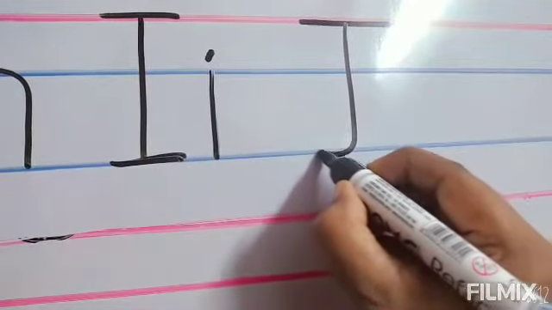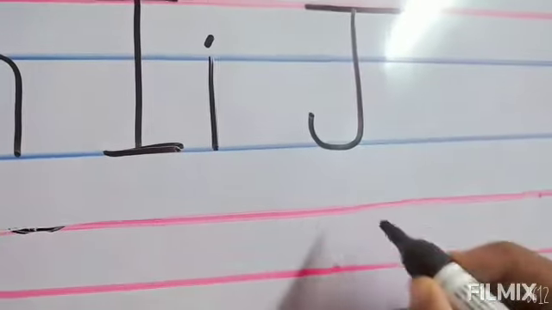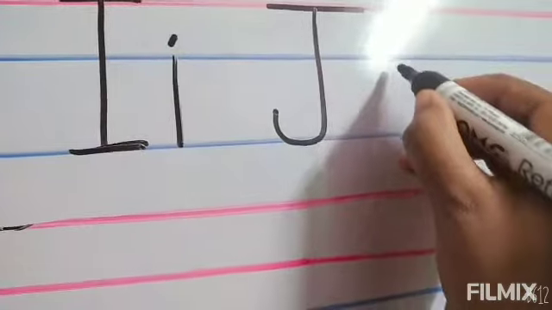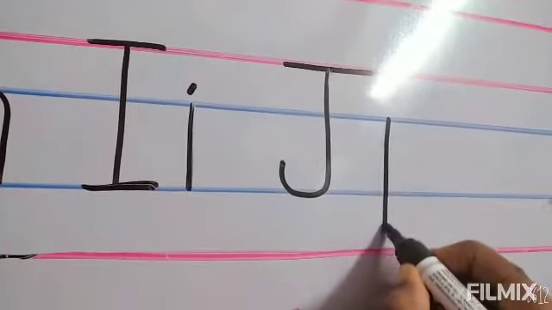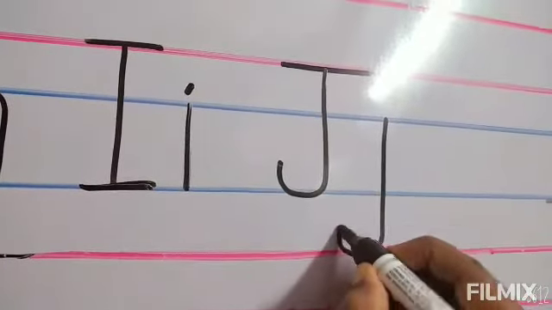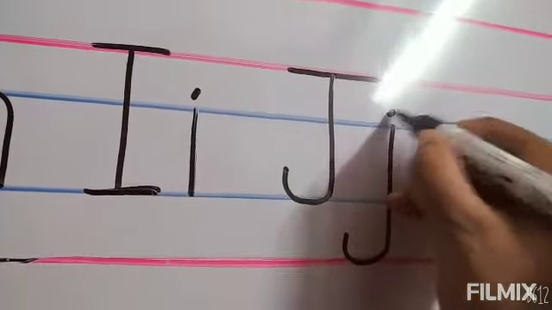We need to write a little bit turn up. Okay, now for small j you need to write a standing line, go up a little, and you put a dot here.